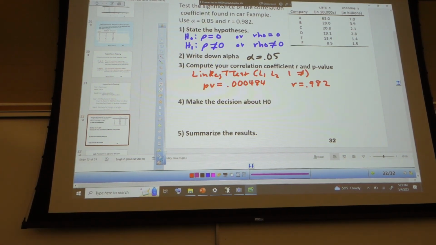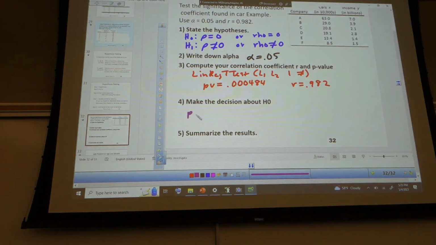So step 4, what did we decide to do? What are we comparing? The p-value to alpha. P-value 0.000454. It is definitely less than alpha, so we're going to what? Reject. Reject what? H naught. Don't forget H naught. You gotta say what you're rejecting.